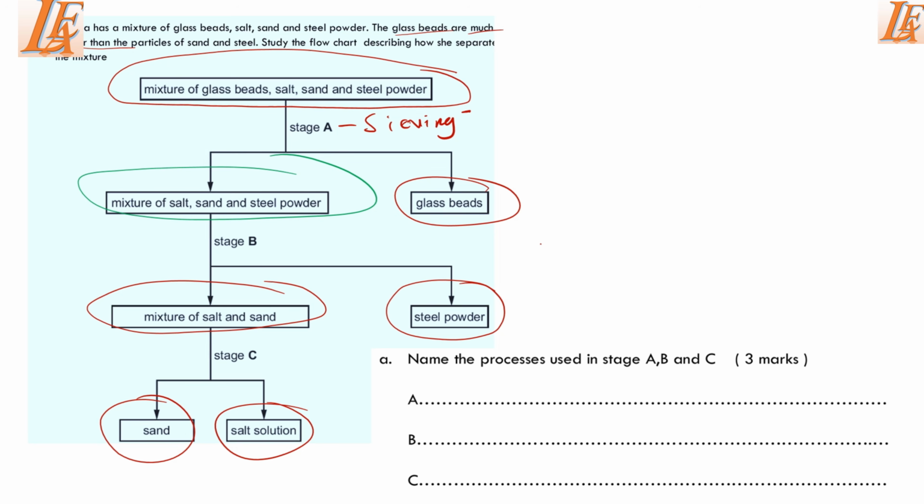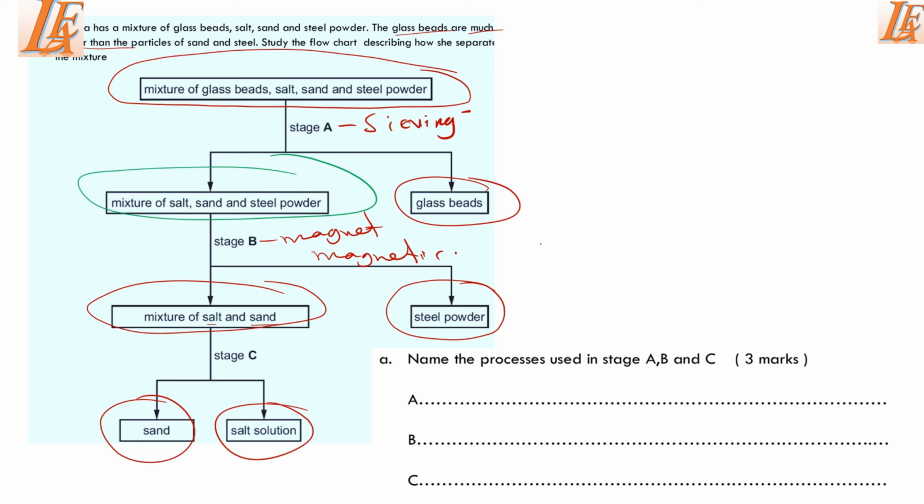Now in stage B, where we have a mixture of salt, sand, and steel powder, for you to separate steel powder, because steel powder is magnetic, in this case, stage B, you will use a magnet. You will use a magnet as a method of separation, because steel will be attracted to a magnet, and the steel powder will be separated.